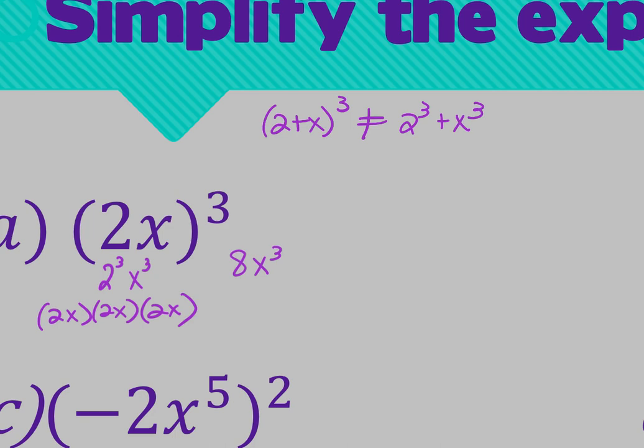What would you do in that scenario? You've got to take that and multiply it by itself 3 times, and then we FOIL. So this would be 2 plus x times 2 plus x times 2 plus x. So be careful with the difference between those two. This one does not have a plus or minus sign in between, so we can distribute, and the other one does have a plus sign in between, so you cannot distribute. You would have to multiply it 3 times, and then first, outer, inner, last, 2 parentheses at a time.